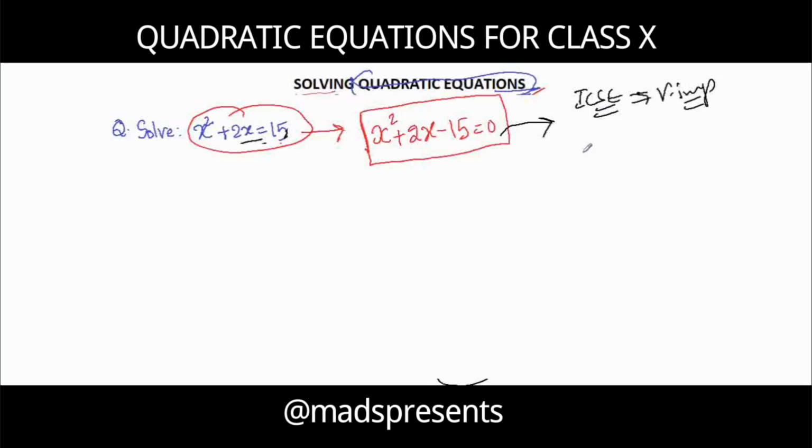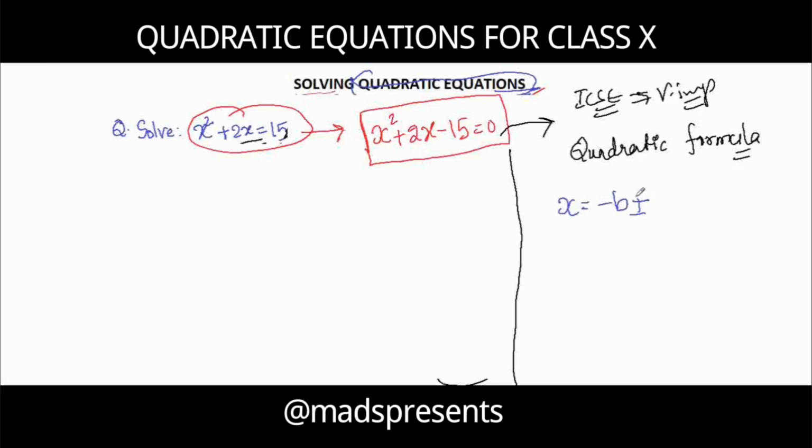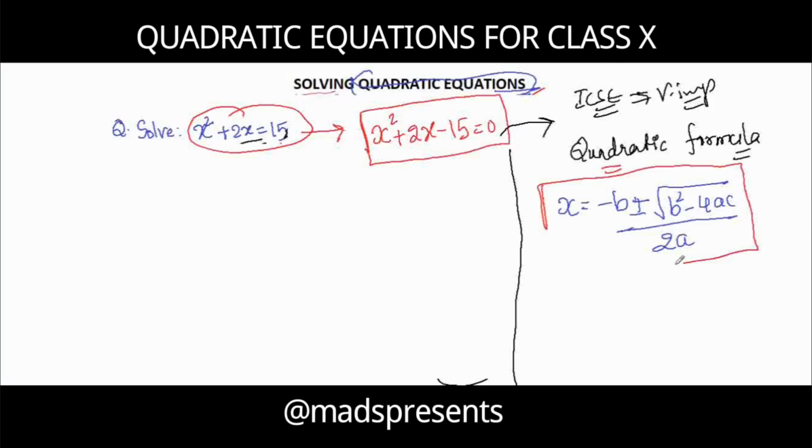Let me explain what the quadratic formula is. Just remember this formula and the game is over. The quadratic formula can be written as x is equal to minus b plus or minus under root b square minus 4ac, all divided by 2a. So this is our quadratic formula. Use this formula to find the roots of the quadratic equation. One is splitting middle term and another is the quadratic formula.